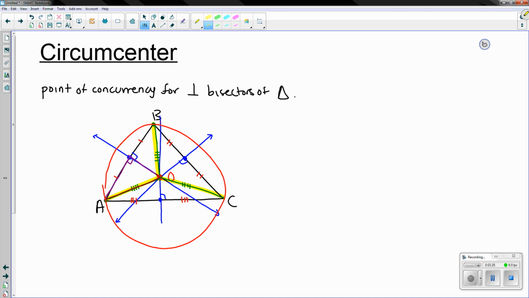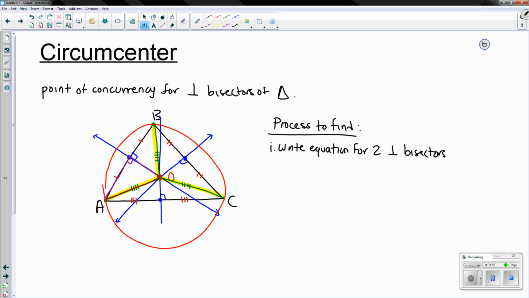We're going to go into how to find it, which is going to require us to review how to write equations of lines, because what we're going to have to do is find the equations of two perpendicular bisectors, and then we're going to solve that system of equations. So first we're going to write the equation for two of the perpendicular bisectors. And we only need two because we know the third's going to pass through the same point as well, so it would just be work that's not required.